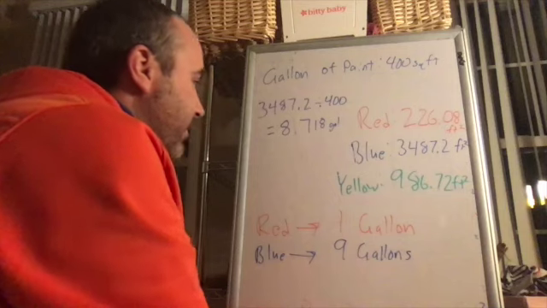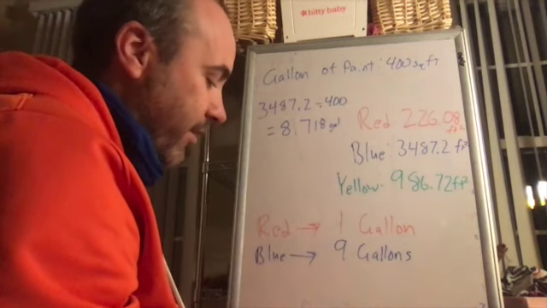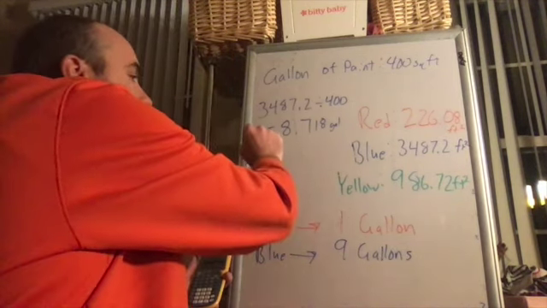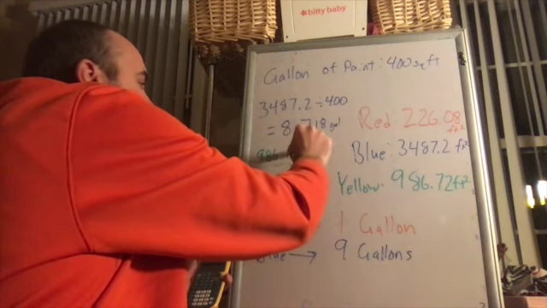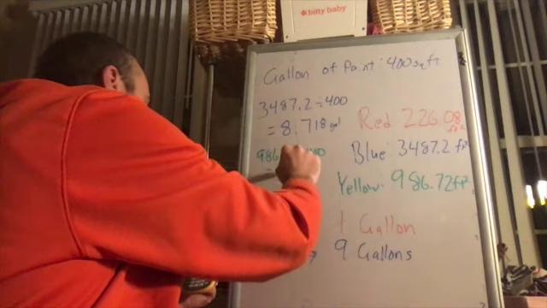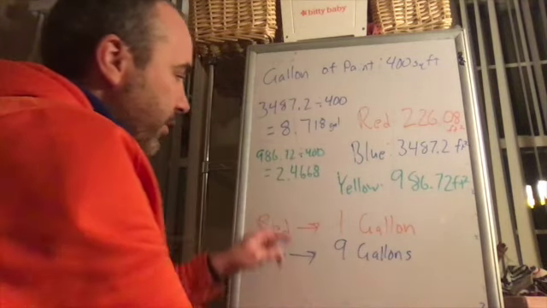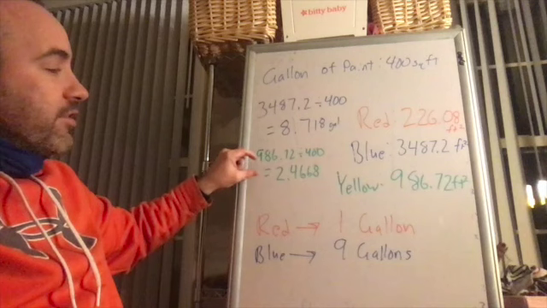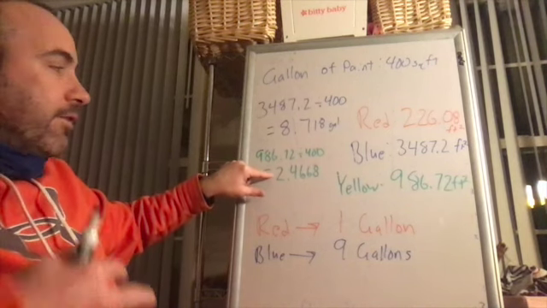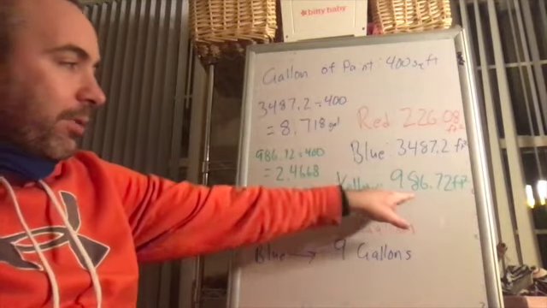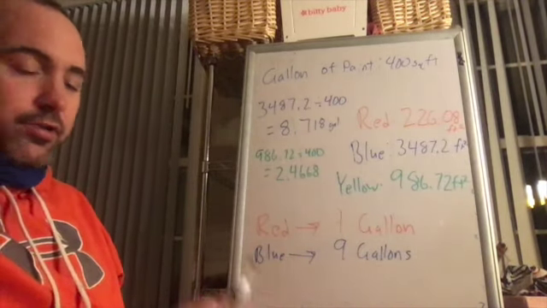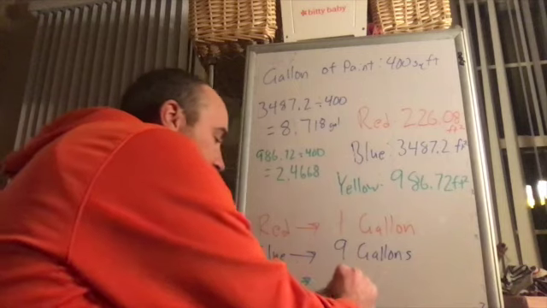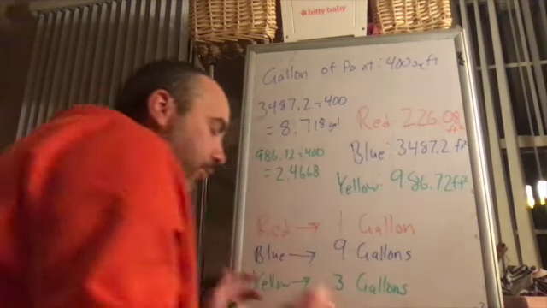And then yellow, same idea. I'm going to take 986.72 divided by 400. And this is kind of exactly what I was talking about before. Normally, rounding rules say, well, this 4 is less than 5, so we round down to 2. But most people understand the concept. If we only bought 2 gallons of paint, 2 gallons is only going to cover 800 square feet. We're going to be 186.72 square feet short. So that means we always have to round up. So for the yellow, we would need to buy 3 gallons of paint.